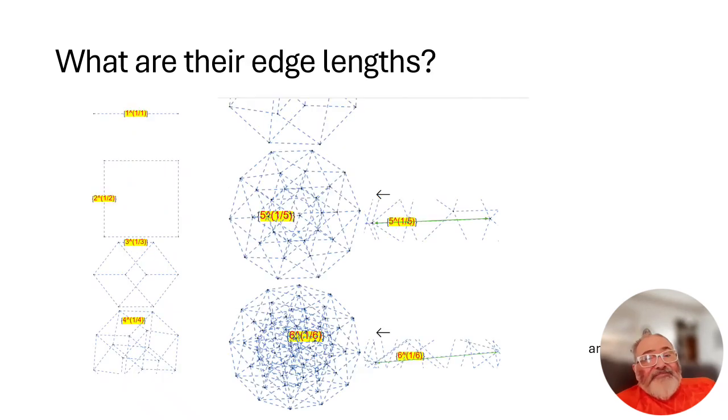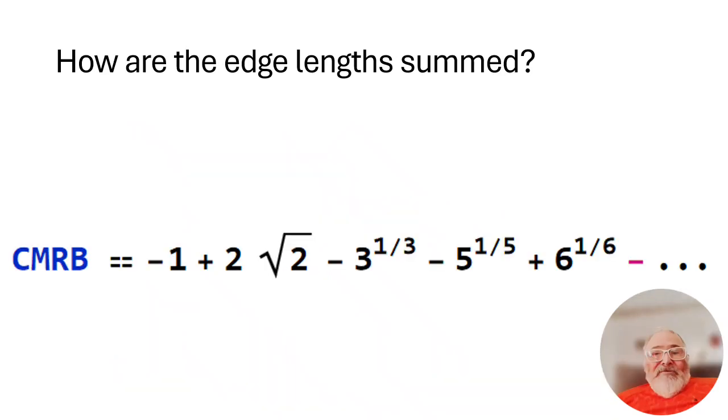Those hypercubes are special because they give the sides of each hypercube a length of n to the 1 over n. For instance, the length of the segment with hypervolume 1 is 1 to the 1 over 1, or 1, the square 2 to the 1 over 2, 3 to the 1 over 3, the 4-cube 4 to the 1 over 4, and so on. What then do we do with these edge lengths?